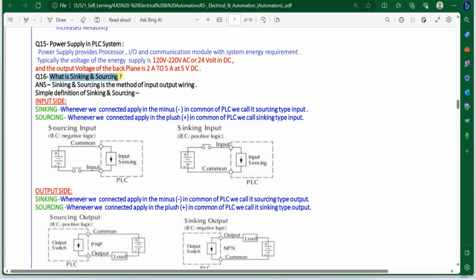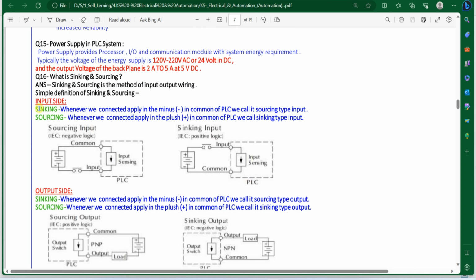So what is sinking and sourcing? It is a very important topic. Sinking and sourcing is a method of input and output wiring. Generally in industry we use two types of wiring for input and output: first is sinking wiring, second is sourcing wiring.